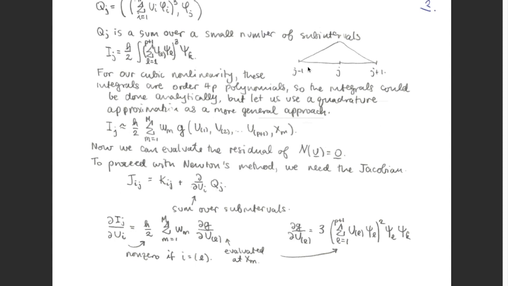Now, if you go back to the example, right, this will also only involve i equal to j, j minus 1, and j plus 1, because all the other u's don't affect QJ at all. So when you're working out this partial derivative, you're also going to work it out as a sum over subintervals.